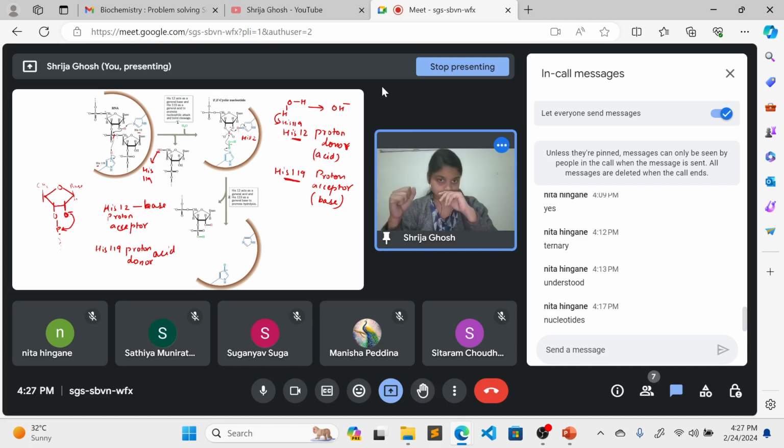Okay, and this is the mechanism of how it is working. And the two main amino acids that are there in its active site are histidine 12 and histidine 119. And the type of catalysis is acid base catalysis. Why acid base catalysis? As you can see, one residue is acting as acid and the second residue is acting as base in the first step, and the roles are reversed in the second step. Okay, so this is a simple acid base catalysis example. I hope this mechanism is clear because this is very important.